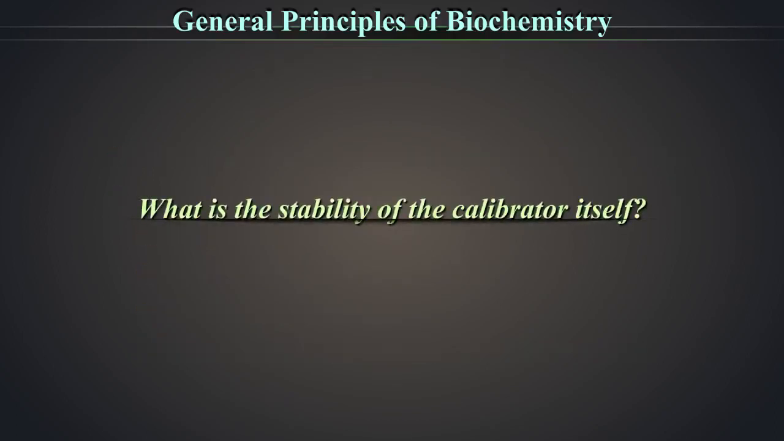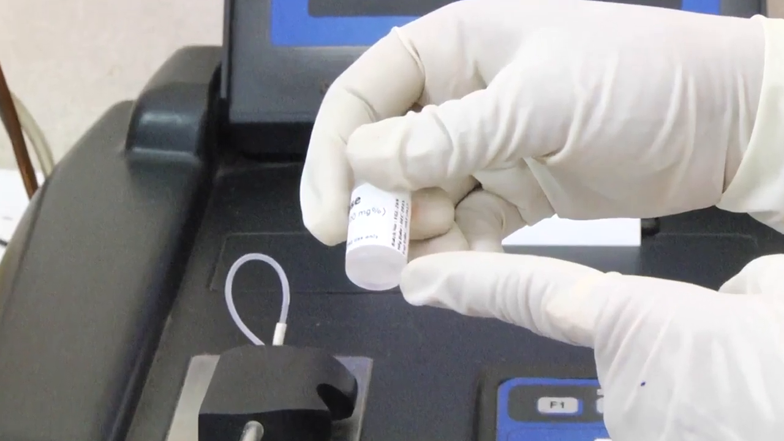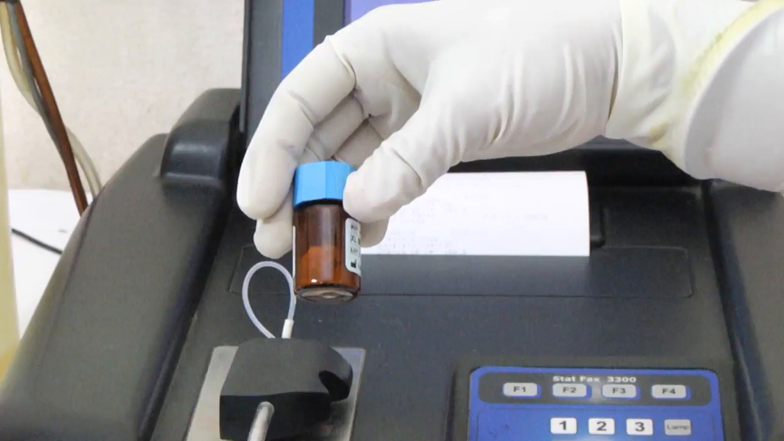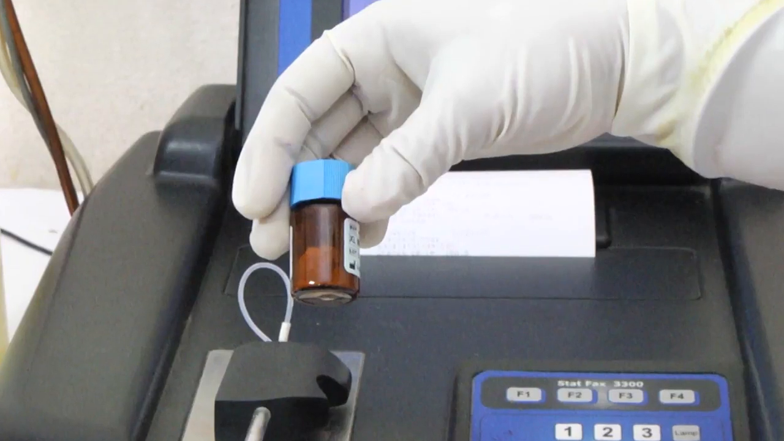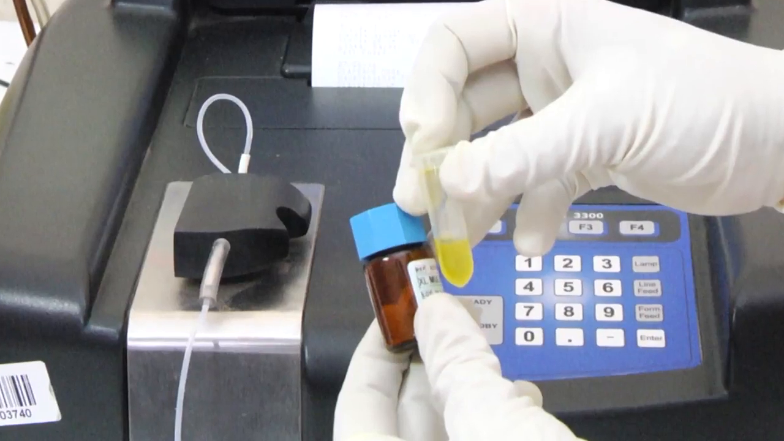What is the stability of the calibrator itself? Some calibrators are liquid and will be stable till expiry if the storage conditions are adequately met. Some are lyophilized and have to be reconstituted very carefully to have the accuracy maintained. The storage instructions are also to be strictly followed.